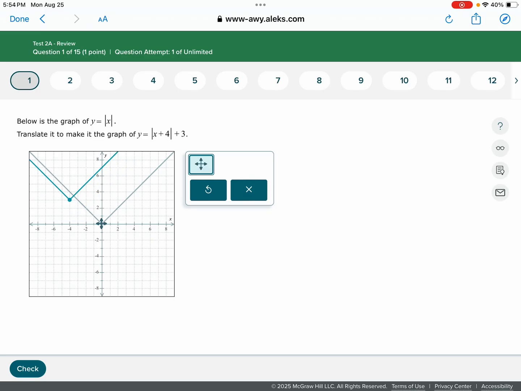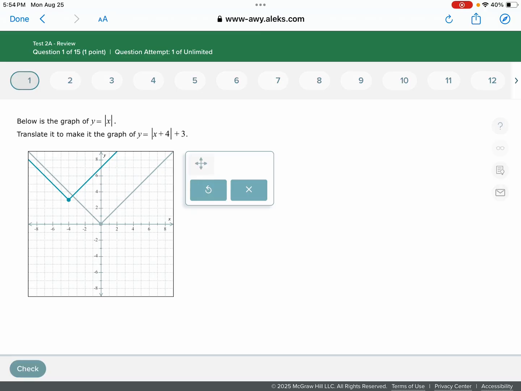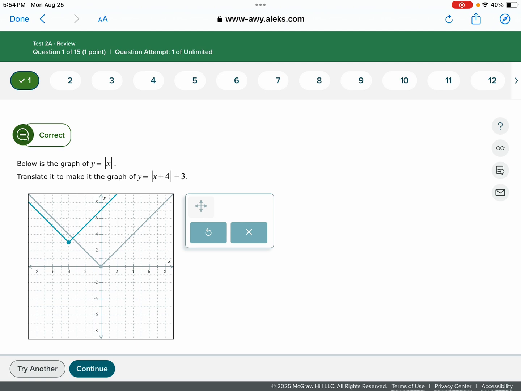So I just translated the graph, and if you want to check your work, on the review there's a check answer button. It won't be there on the test, so utilize it on the review. I can check my work, and that is correct. This question is testing your knowledge of maybe linear or absolute value functions and your knowledge of transformations. How do you move it left? How do you move it right, up and down, and so on.